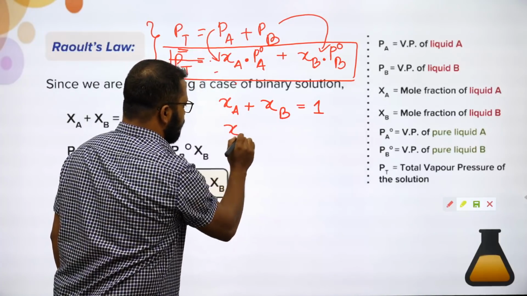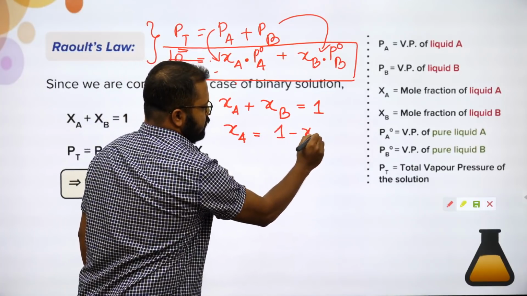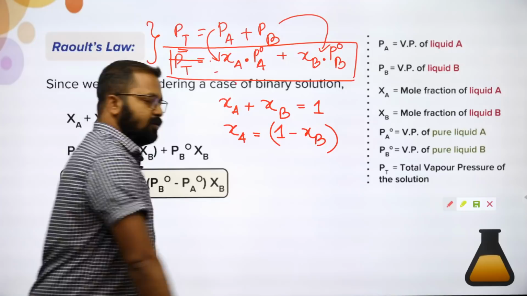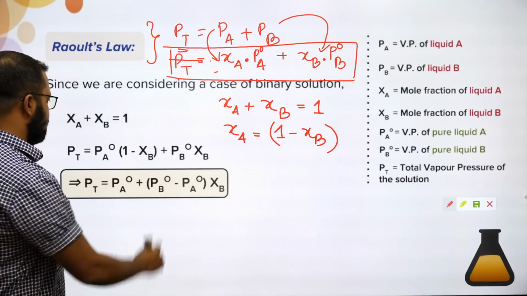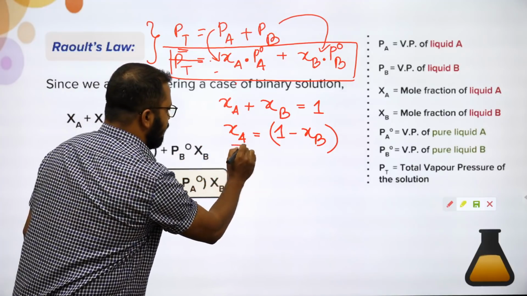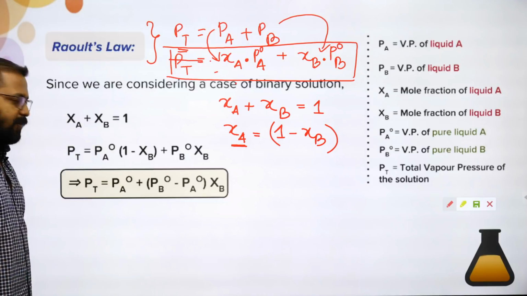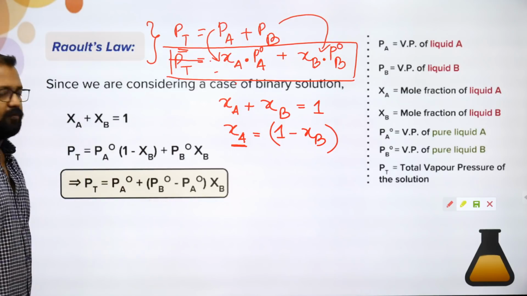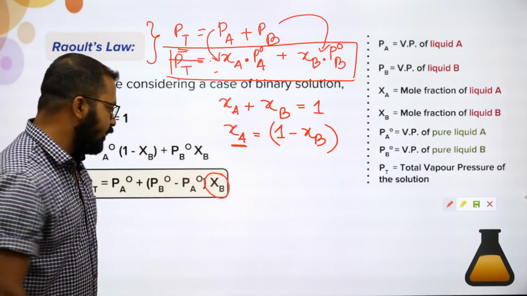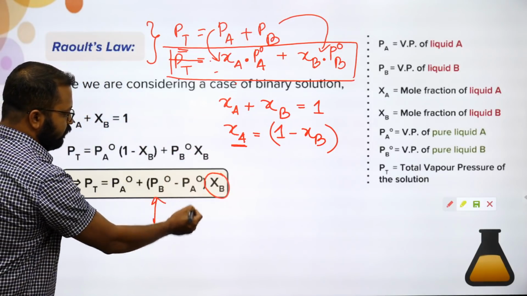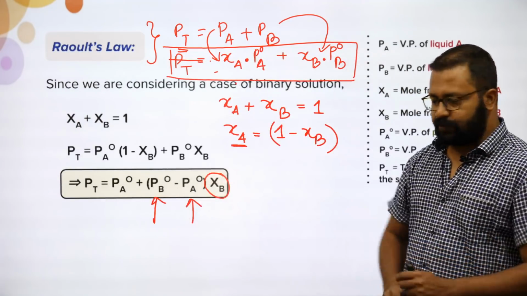So I can write 1 minus chi B. What I have done is replaced chi A and written it as 1 minus chi B. I will simplify it in this form. In this case, I just need to know the mole fraction of only one liquid and the ideal vapor pressure of both the liquids. So it's a very simple explanation.